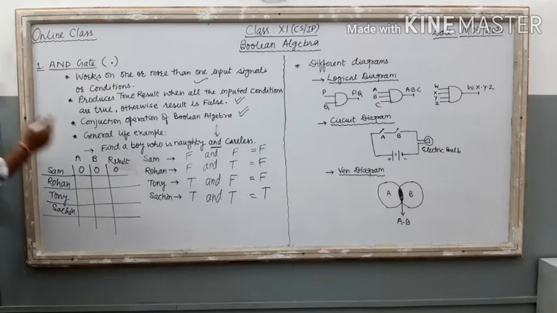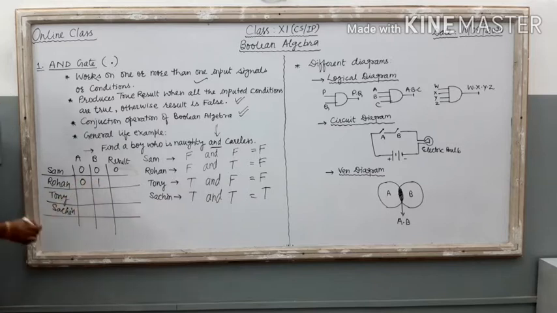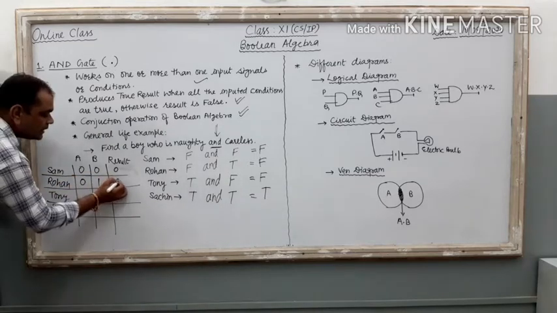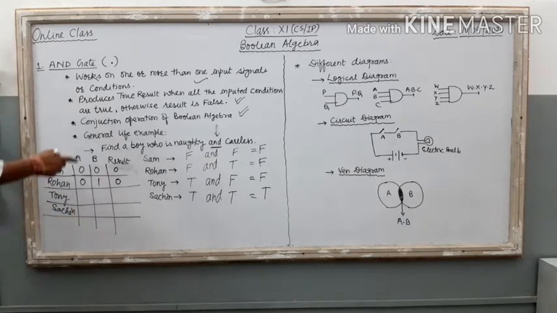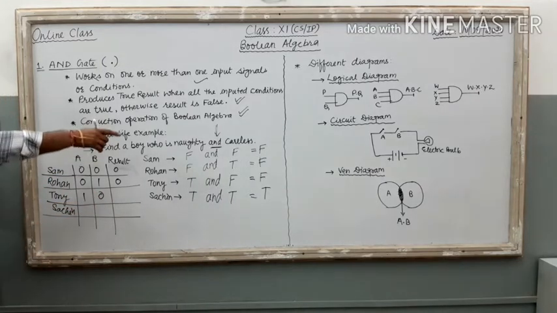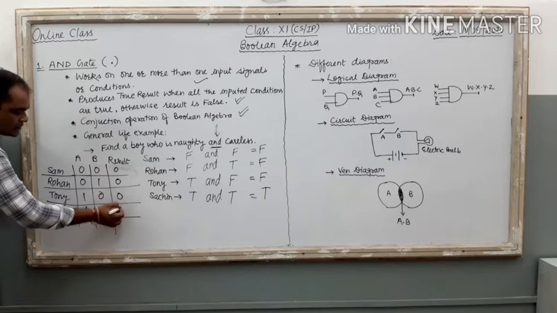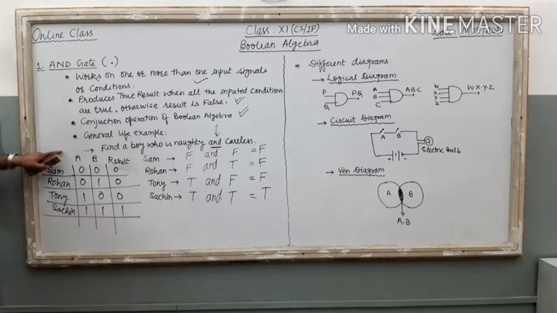Now, come to the Rohan part. False and true. False and true means 0 and 1. True is 1. So 0 and 1. What is the result? Here it is 0. Come to the Tony part. True and false. Tony, first condition is true, means it is 1. Second condition false, it is 0. What is the overall result? It is 0. Right? Then the last one, Sachin, first condition is true, second is true, and the result is also true. It is known as truth table representation.